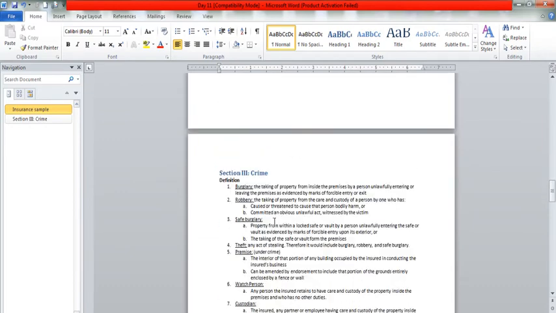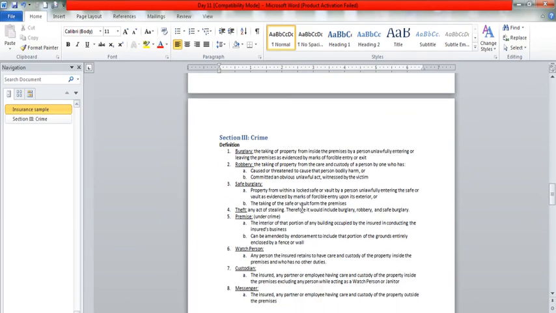Keep this in mind. Section 3, crime. This is something that is better to know as a broker or an agent, because you might come across it with an insured. Learning the definition of burglary. Obviously, a burglary is anyone who unlawfully comes into a person's home and takes some stuff. A robbery, again, is taking a person's property at that time, at that location, forcefully. Safe burglary is taking property from within a locked safe or vault by a person unlawfully entering the safe. Theft is an act of stealing. It could be anything.